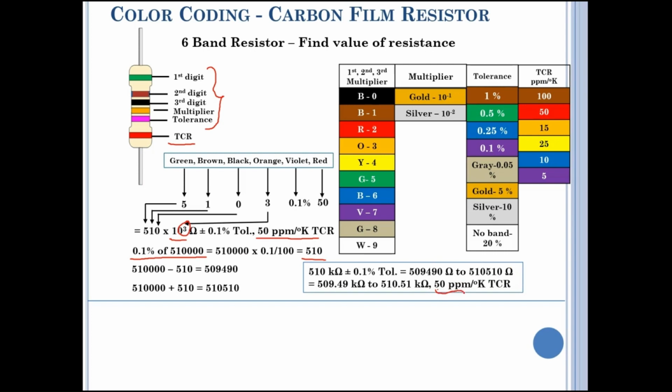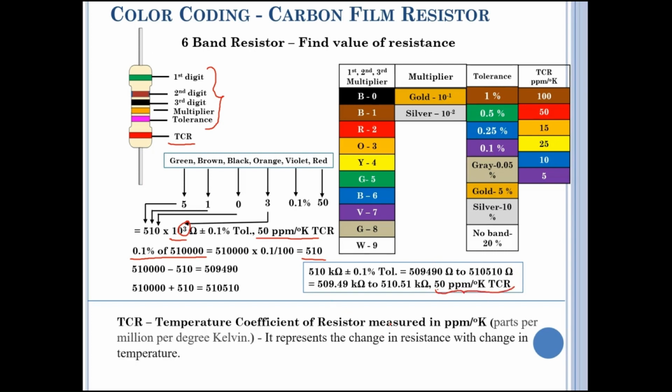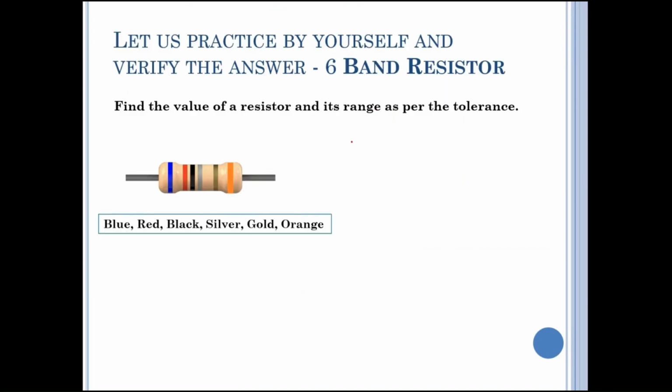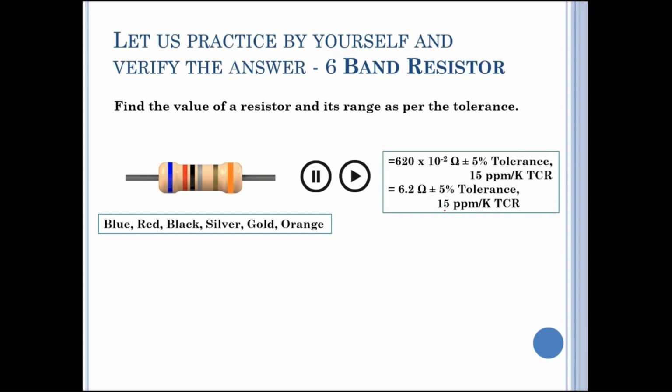The way we have seen the tolerance, let us see what TCR is. The temperature coefficient of a resistor is measured in ppm per degree Kelvin. What is this ppm? Parts per million. It represents the change in the resistance with a change in the temperature. Okay. So let us practice the 6-band resistor value also. Pause the video and try by yourself. Once done, play the video and verify the answer.